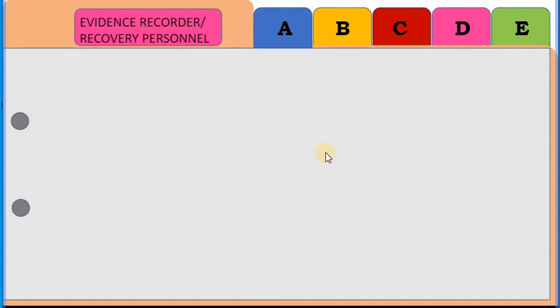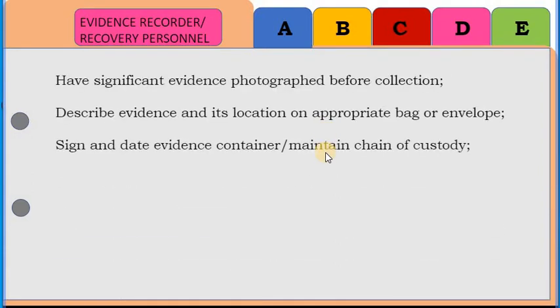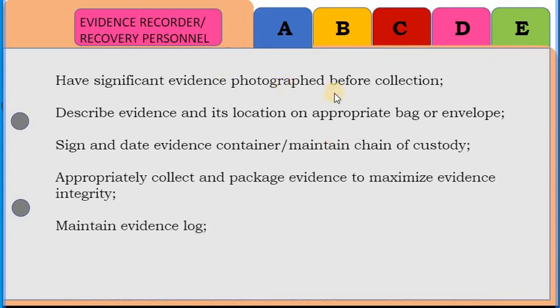Next, we have evidence recorder or recovery personnel or also the evidence custodian. Ano ginagawa nito? Evidence recorder, have a significant evidence photograph before collection. Ang ginagawa niya, bago kuhanin yung mismong evidence, kailangan na photograph muna yan. So, they will describe evidence and its location on apparatus, bag, or envelope. For example, napicturean na ni photographer, merong crime weapon, tapos nalagay na niya yung measurement. Ang gagawin ni evidence recorder bago kuhanin yon is i-record niya na nakita niya ng gantong oras, kinuha niya ng gantong oras. Tapos ang distance niya mula kay victim is ganto. So, describe evidence and its location on appropriate bag or envelope.